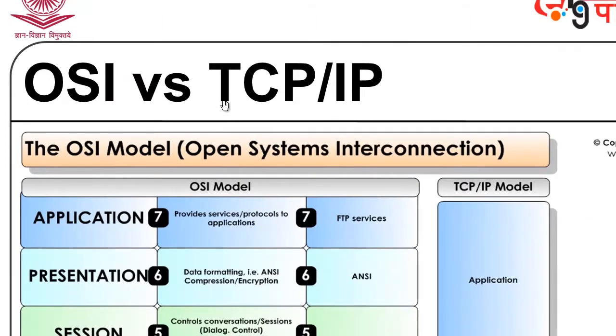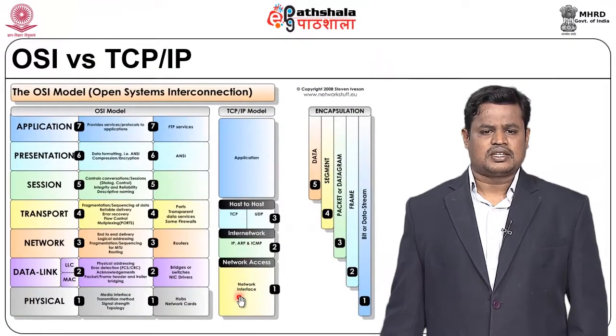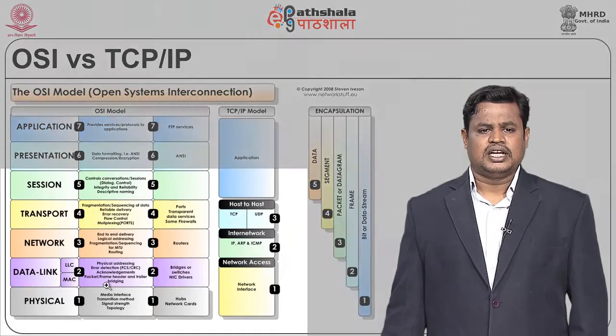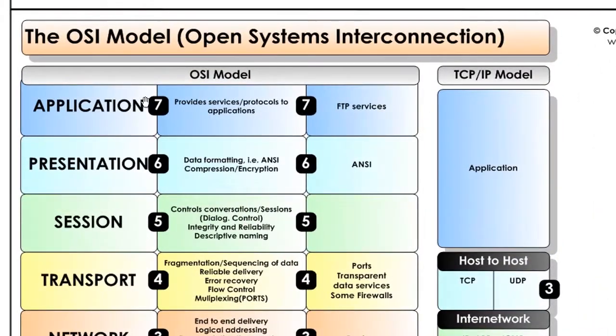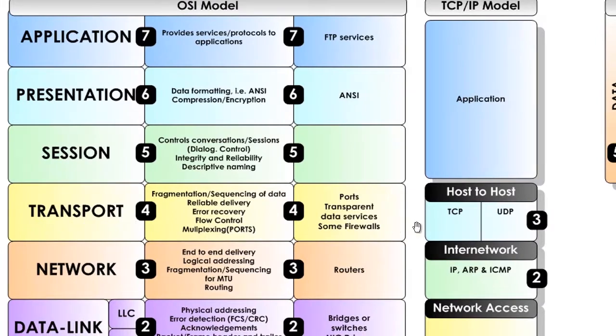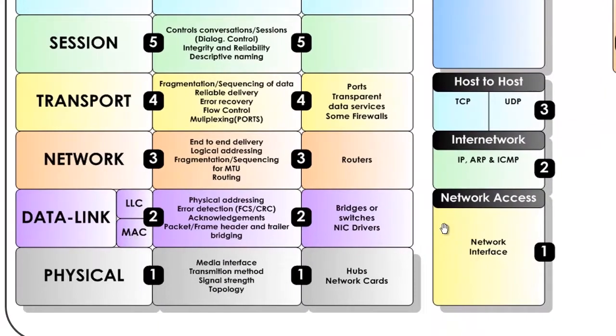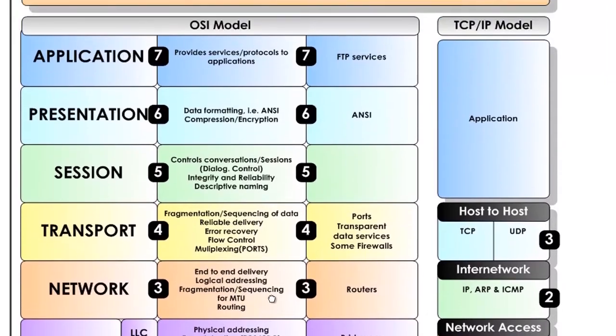OSI versus the TCP/IP model: as I have mentioned, the TCP/IP model has only 4 layers: network access layer, internet layer, transport layer and application layer. Compared to that, our OSI model has 7 layers. Here the 3 layers application, session and presentation are put together as one single layer called the application layer, and the transport layer is directly mapped to the transport layer of the TCP/IP model. The network layer is renamed as the internet layer, and data link and physical are combinedly called the network access layer. And we also understood the functionality of each and every layer.